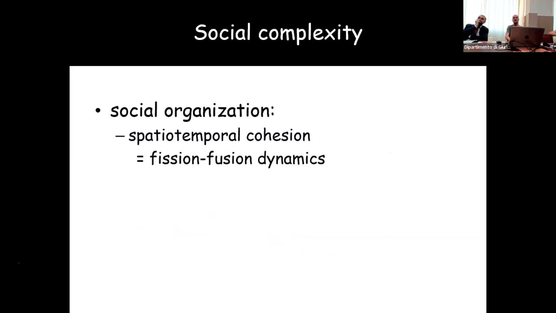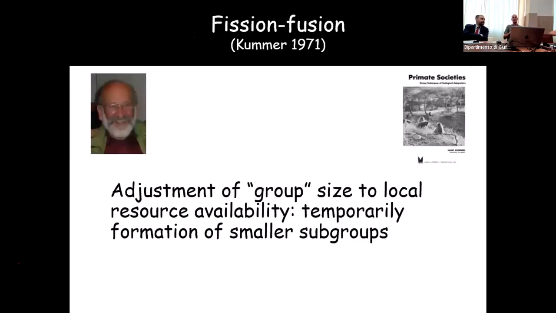At the level of the social organization, I was mentioning that I'm going to focus only on this aspect of fission-fusion dynamics. That is the aspect that I've been working on for the last 20 years, moving from the macaques to the spider monkeys. And what it is: Hans Kummer suggested that fission-fusion is basically an adjustment of group size to local resource availability with the temporary formation of smaller subgroups.